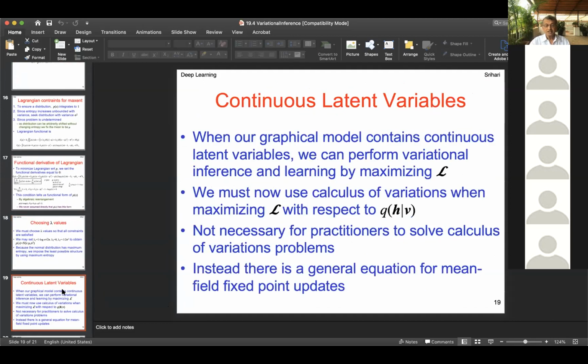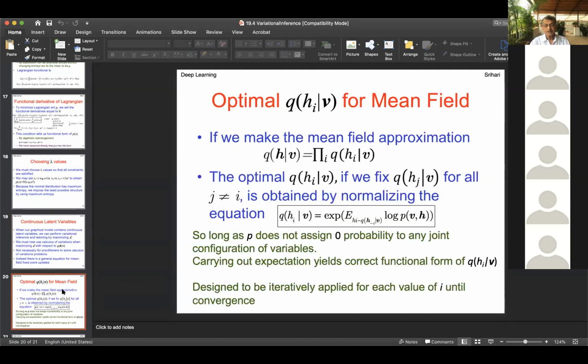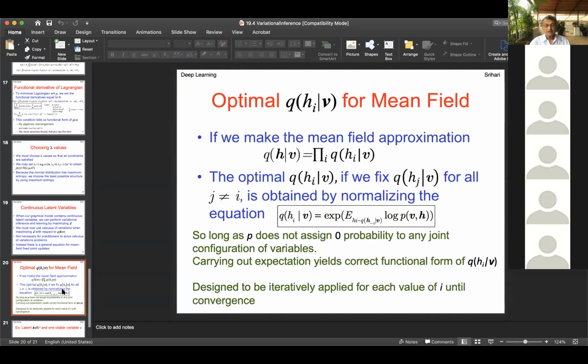And then we're dealing with continuously latent variables here. And so if we restrict our family, Q(h|v), for mean field, if we make the mean field approximation, then the optimal Q(h|v) has the form exponential of the expectation of log P(v,h). So it brings it into some simple form involving the logarithm of the joint probability. Expectation means simply add over all possible values, and that's going to be your Q.